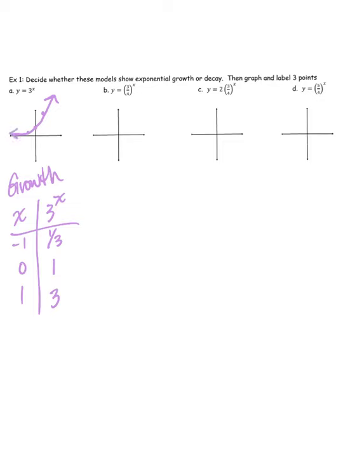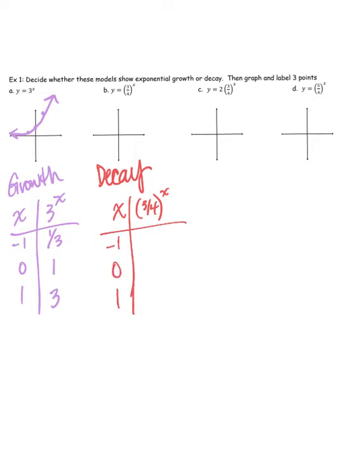Okay, for the second problem, I have a base of 3/4. Well, 3/4 is a number between 0 and 1, therefore, this is going to show decay. Okay, I want to plot this, so I'll make myself a little chart. Now I have 3/4 raised to the x power. Again, I'll choose negative 1, 0, and 1. I know that anything raised to the 0 power is 1.